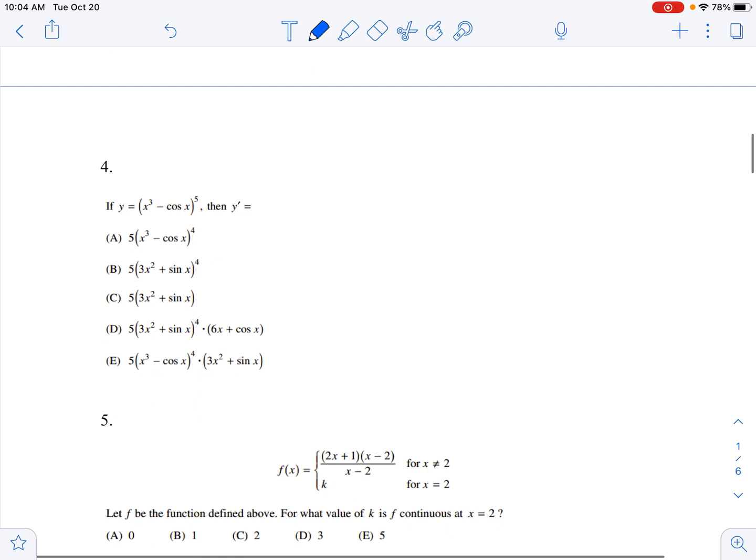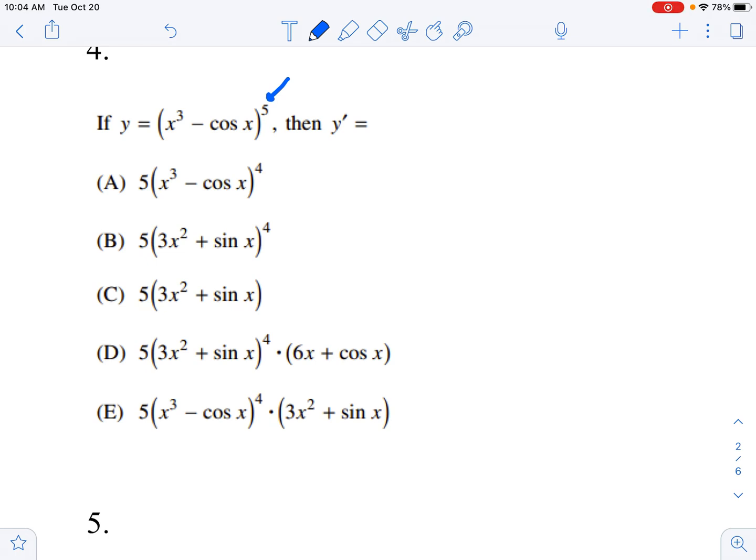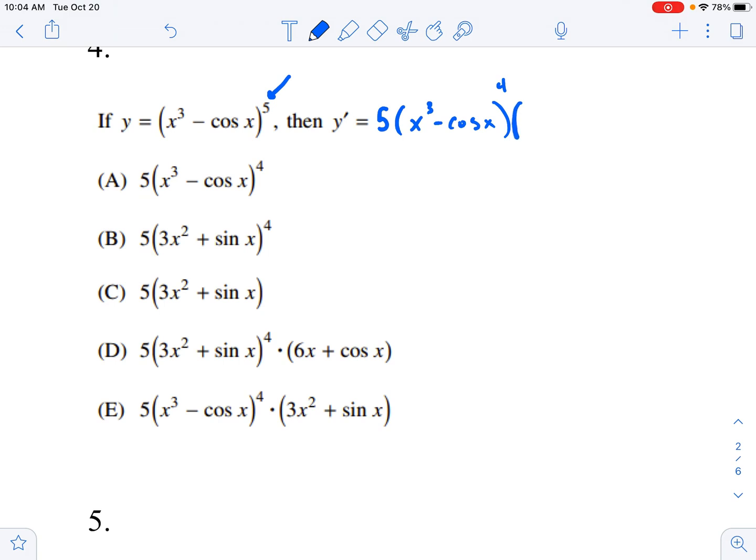Okay, number 4, y is quantity x cubed minus cosine of x raised to the 5th power. Find y prime. Okay, they could have also said find dy dx. Same thing. Here we have a quantity raised to a power, so what are we looking at? Chain rule. The outermost thing is that power of 5. I'll bring that down. I'll leave everything inside the quantity alone for the time being, and I will subtract 1 from my original power. Now I will multiply this by the derivative of the inner quantity.